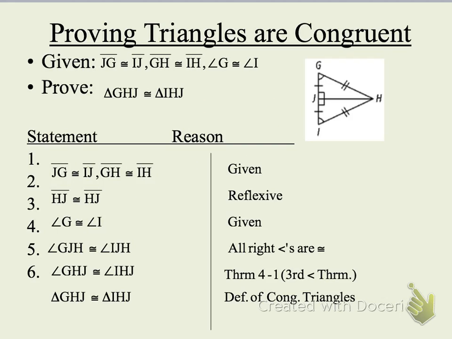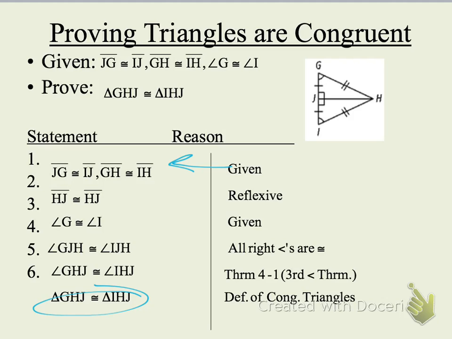Okay, so proving triangles are congruent. So if I have JG congruent to IJ, and GH being congruent to HI, and GI, my two angles, being congruent, we are trying to prove that these two triangles are congruent. Okay, so here are the different steps. I'm writing down the given, and my last step should always be what I'm trying to prove. So here's what I'm trying to prove.